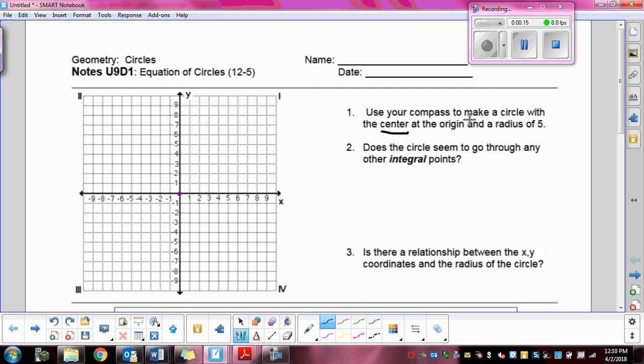If the center is at the origin and the radius is 5, so I already put a dot right here. The center at the origin is where the x and the y-axis meet, and then the radius is 5, which means it's going to go out 5 units. So we're going to go out to the right 5 units, up 5 units, to the left 5 units, and down 5 units. And all you're going to do is draw a circle.